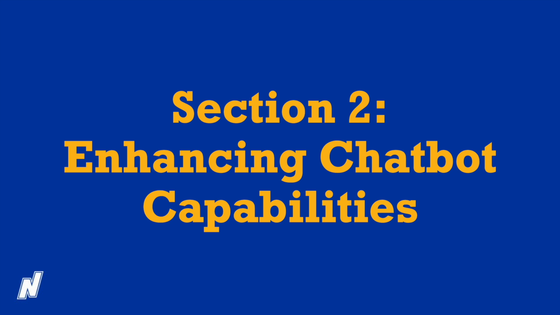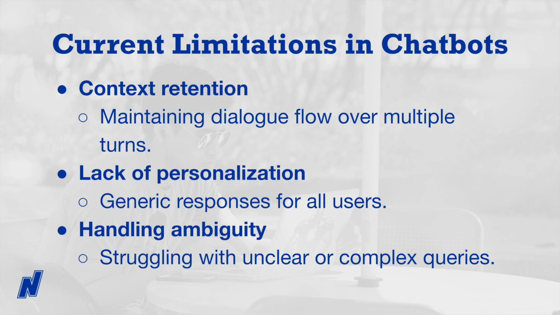Let's dive into section 2, enhancing chatbot capabilities. Chatbots have become more sophisticated, but still face significant challenges. One is context retention, the ability to maintain a coherent conversation over multiple turns. For example, if a user asks, "What's the weather like in New York?" followed by, "What about tomorrow?" many chatbots struggle to connect the 2 queries.